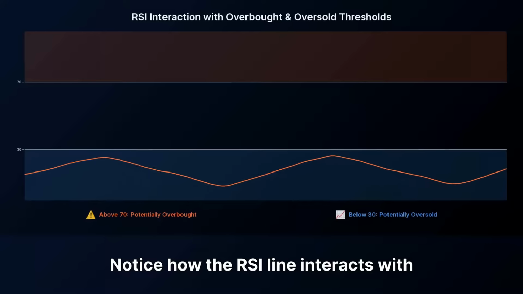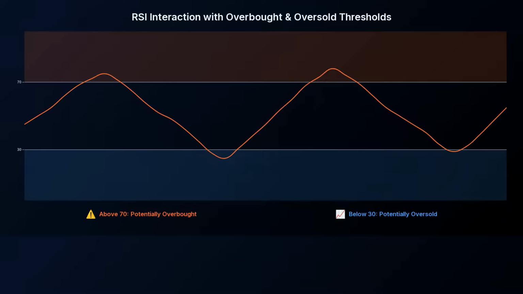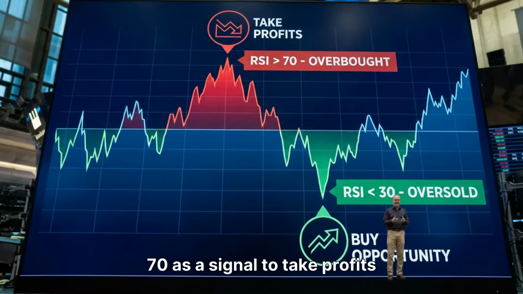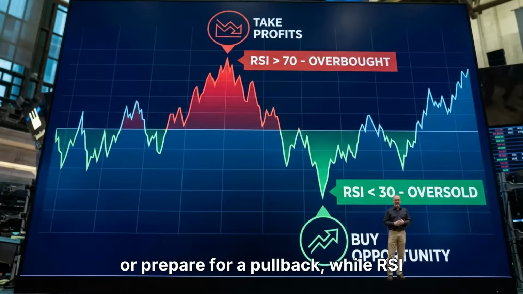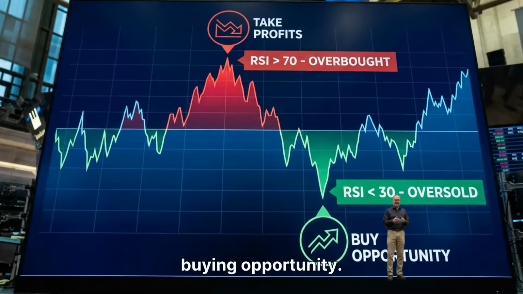Notice how the RSI line interacts with the 70 and 30 thresholds, indicating overbought and oversold conditions. Traders often look for RSI values above 70 as a signal to take profits or prepare for a pullback, while RSI below 30 is seen as a potential buying opportunity.